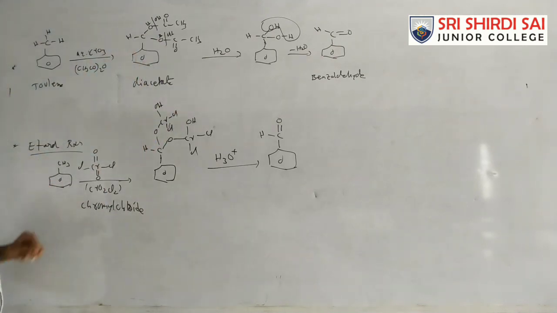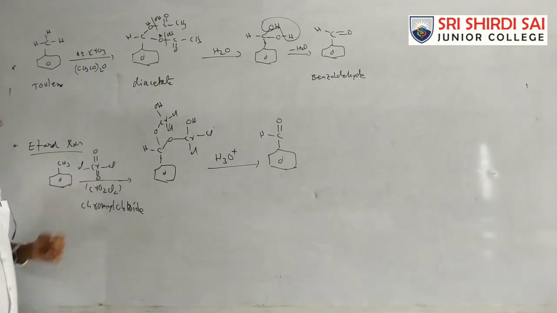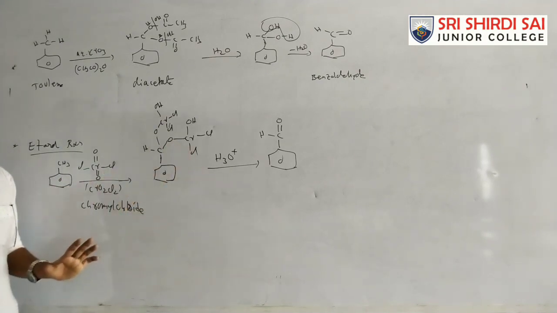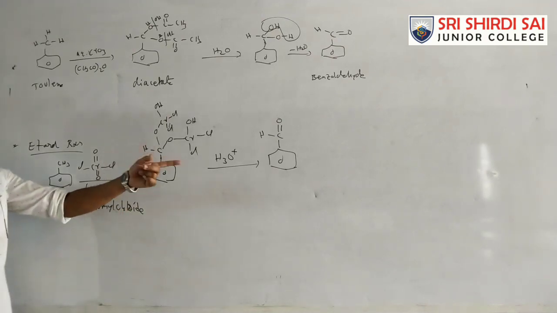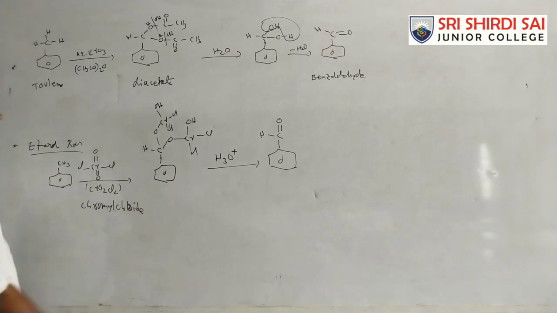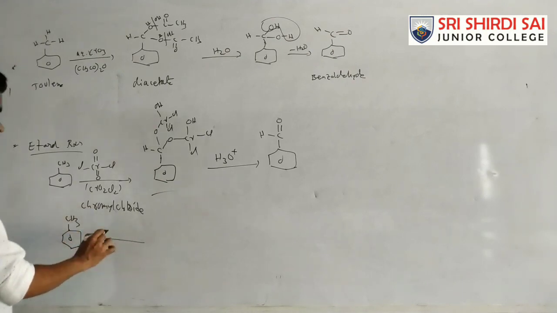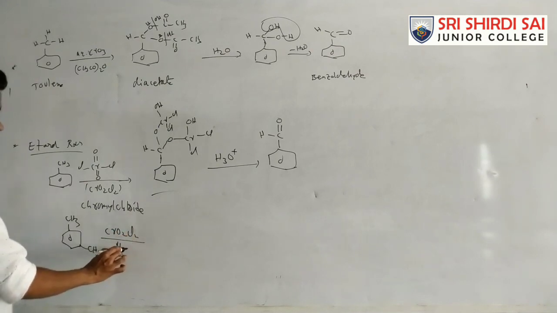Next, the Etard reaction, which was a previous question. Toluene treated with chromyl chloride gives an intermediate product, followed by hydrolysis to give benzaldehyde. Toluene on treating with chromyl chloride, followed by hydrolysis, will get the benzaldehyde. Intermediate products are not needed. Just for example, CH3 here, treated with CrO2Cl2 followed by hydrolysis.